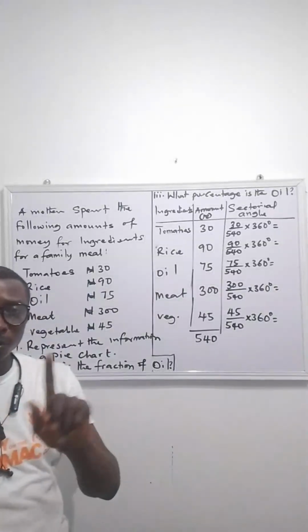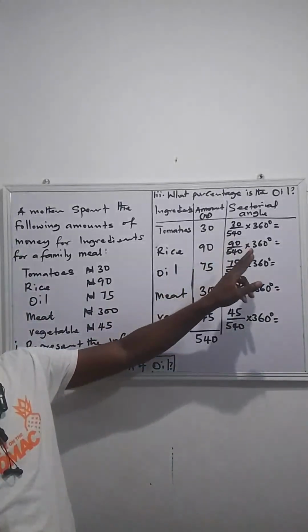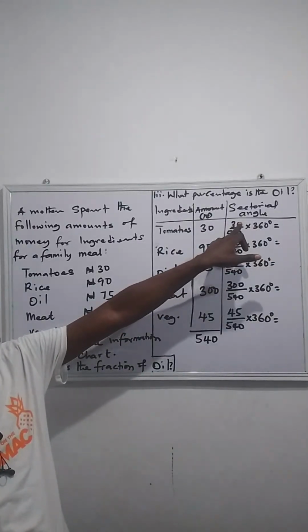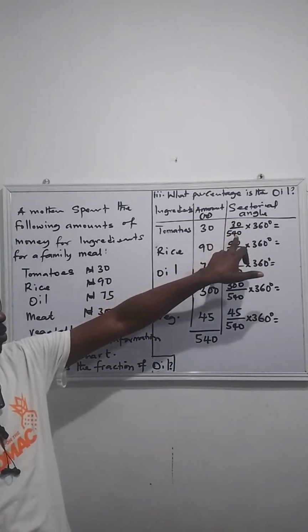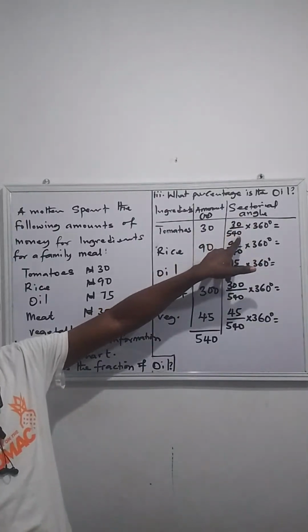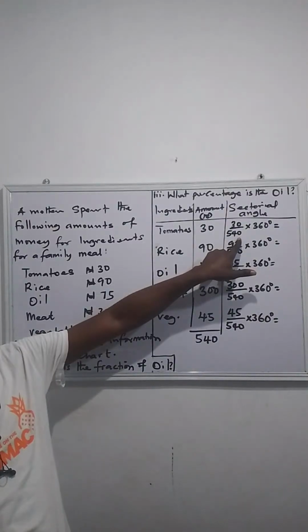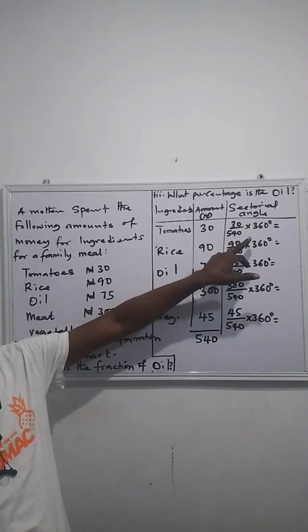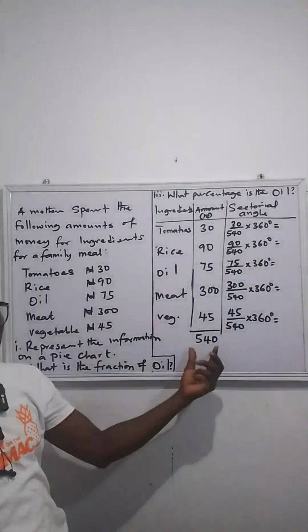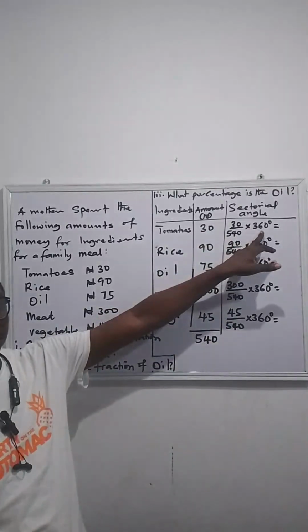So now let me quickly point your attention to where many students make mistakes. Sometimes you see students, instead of writing 30 over 540, what they will write is 30 over 360. So I want you to pay attention to that. Don't write 30 over 360. It's 30 over everything we have here, times 360.